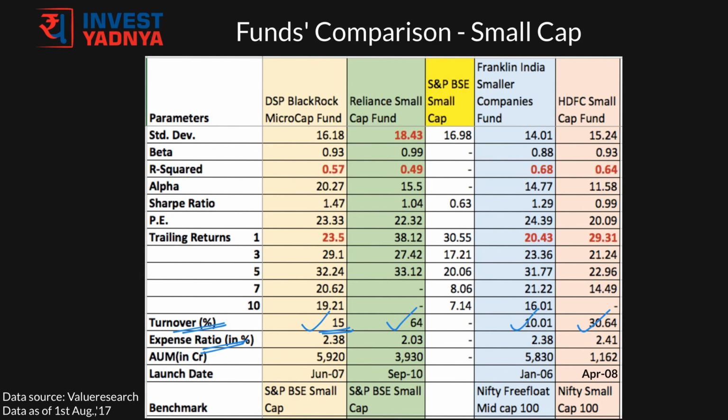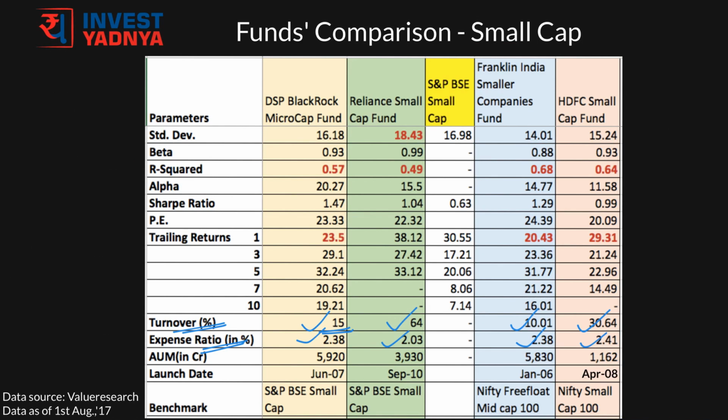Expense ratio is the amount of fee charged by the mutual fund for managing your money. So a lower expense ratio means higher returns for you. Small cap category charges an expense ratio of 2.4% on an average. So DSP, Franklin and HDFC funds charge an average expense ratio, and in that comparison, Reliance Small Cap Fund charges a lower expense ratio.